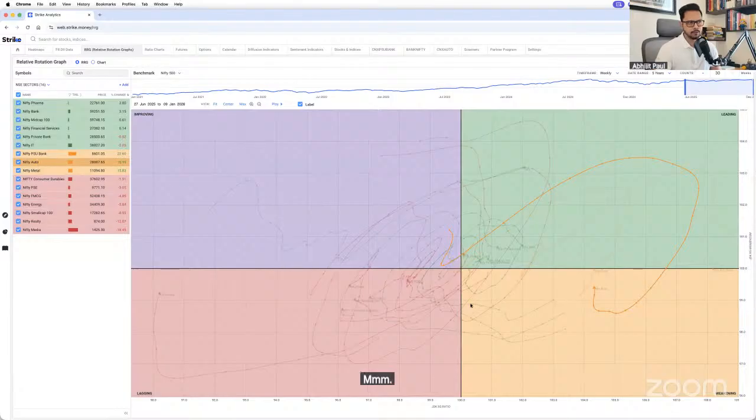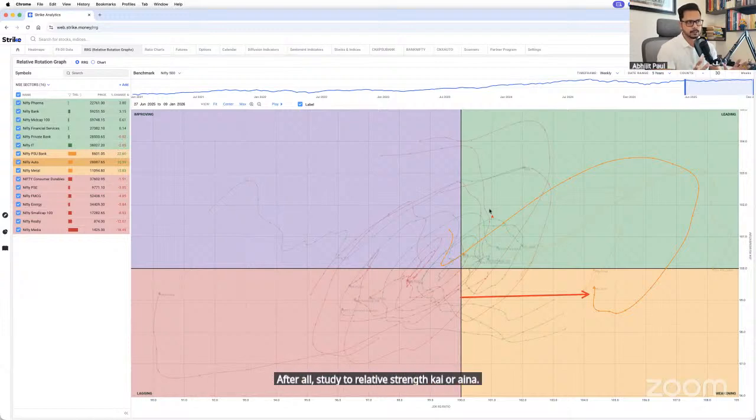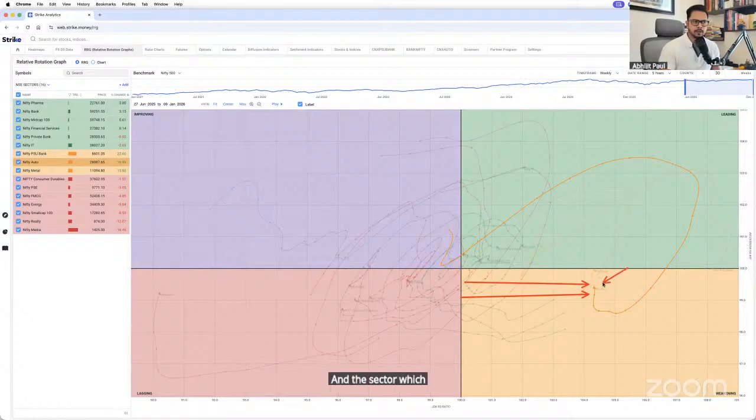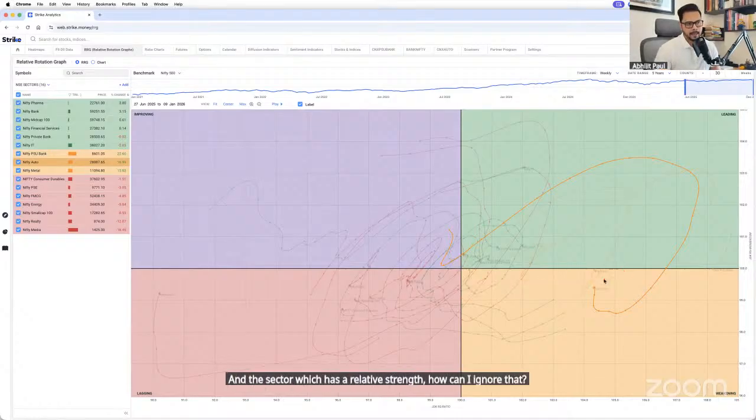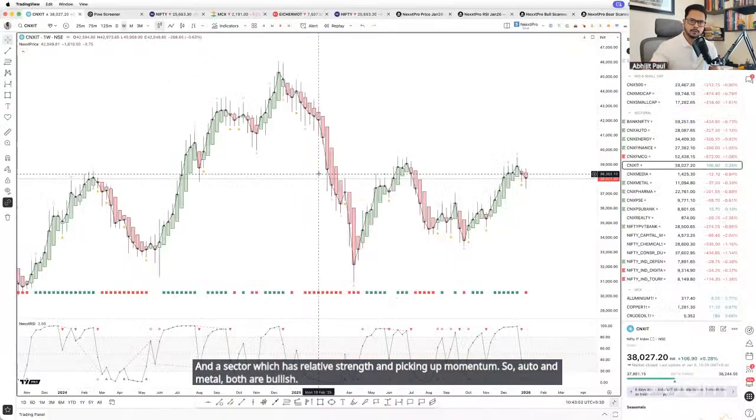Considering we have to give credit to relative strength. After all, the study is of relative strength, isn't it? The entire RRG is a study of relative strength. And the sector which has relative strength, how can I ignore that? And a sector which has relative strength and is picking up momentum. So auto and metal both are bullish in terms of RRG.